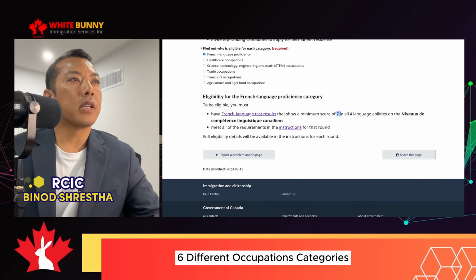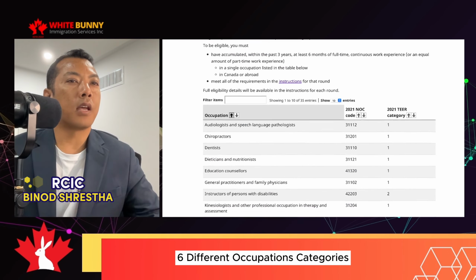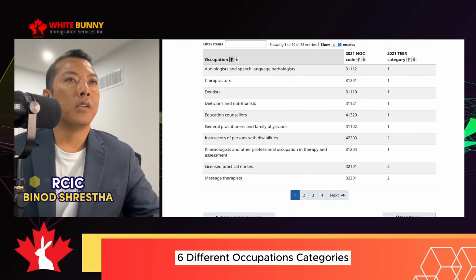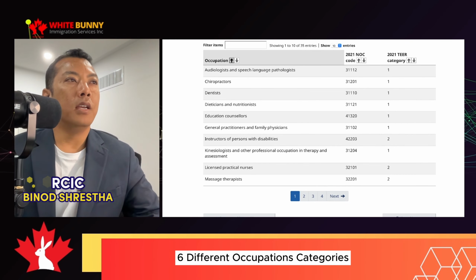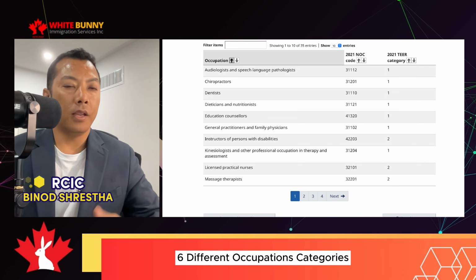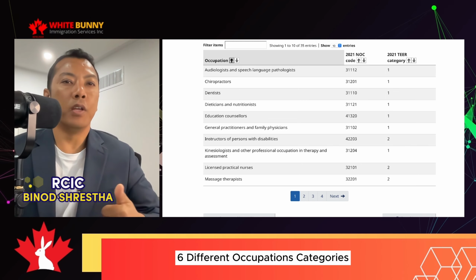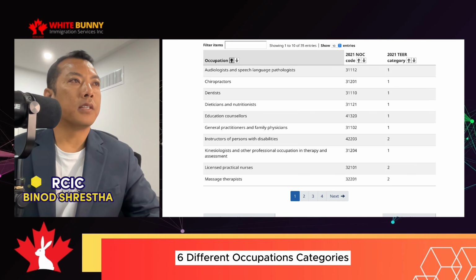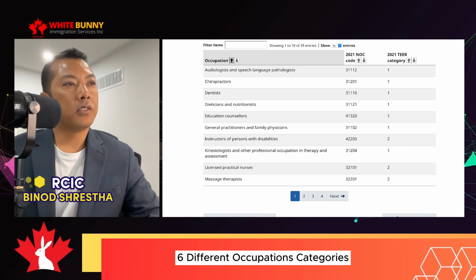The other one is healthcare occupation. This has quite a lot of occupations listed. So you can see here these are the occupations listed. If you are one of these, then yes, you could be eligible for this category-based selection. You can see here audiologist, chiropractor, dentist, dietitian and nutritionist, education counselors, right?